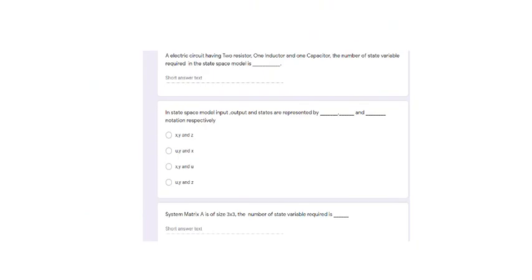Okay, then some simple questions like two resistors, one inductor, one capacitor. Number of state variables required in the state model. Number of state variables is equal to number of memory elements. One memory element is the inductor, another memory element is the capacitor. So I need 2 state variables. Okay, and we know in the state space model, input is U, output is Y, states are represented by X. So it is U, Y and X. Option B is the correct one.